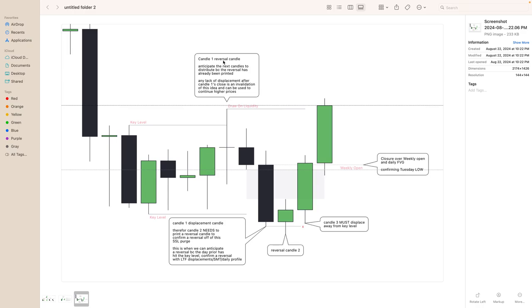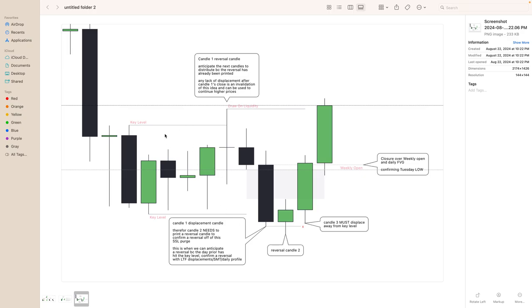So candle one, right? Candle one, reversal candle. So we're looking at how it closed, right? It fails to close over the key level and the previous candle's high. Long wick. So we want to frame a reversal off this wick, basically. Anticipate the next candle to distribute because reversal has already been printed. Any lack of displacement after candle one's close is an invalidation of this idea, right? So if this candle was closing up here, then I really wouldn't want to frame a reversal, right?